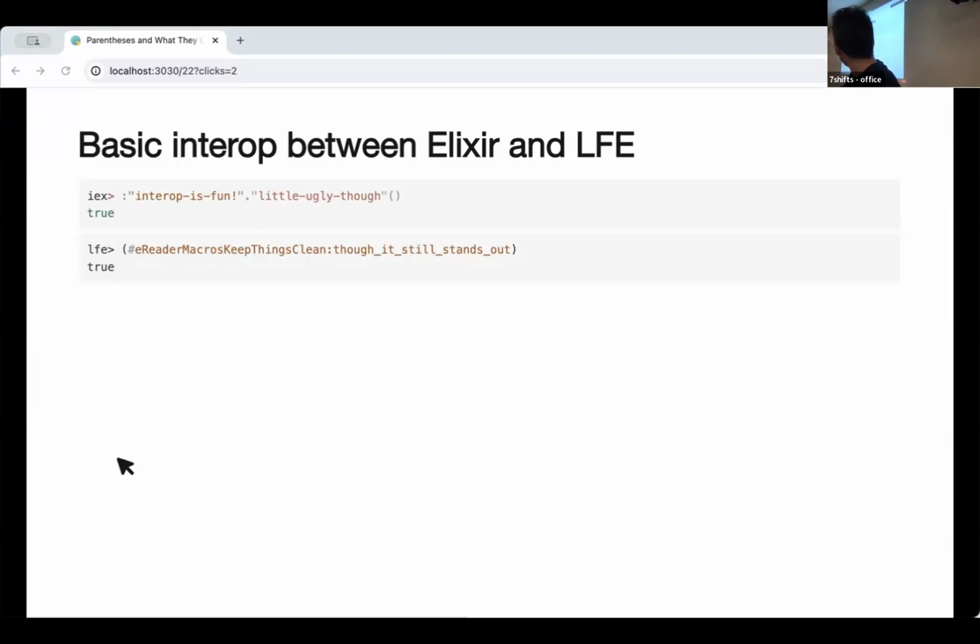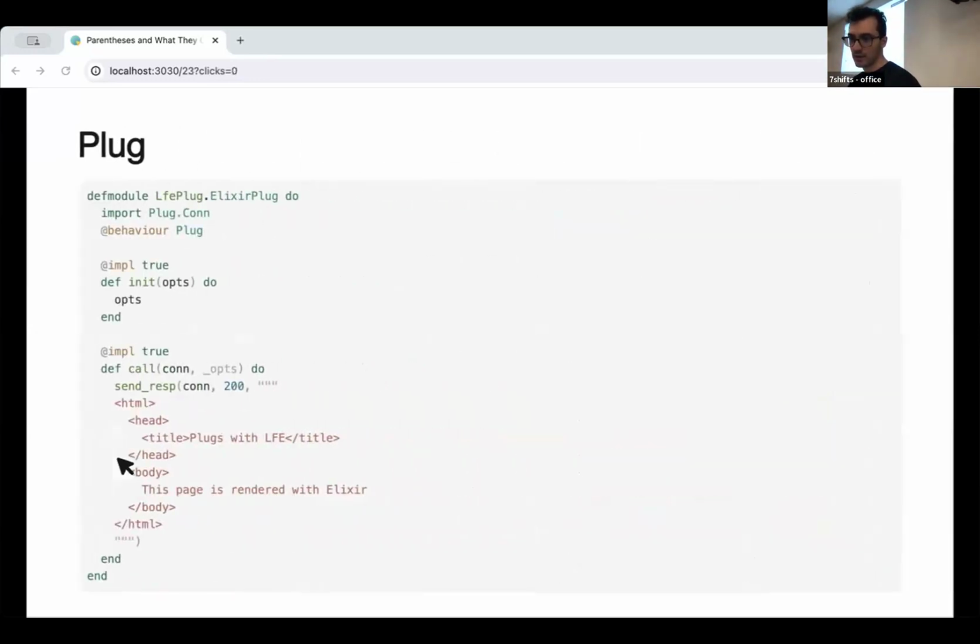We can also do structs from LFE. I don't have an example of that here, but it all works. There are some special forms around structs, but you can define a struct, you can call a struct, you can define it in LFE, use it in Elixir, and so on and so forth. It's all the same thing. And that's because if you know Elixir and you know Erlang, you know that there's only a limited set of core types, right? So every language has the same core types.